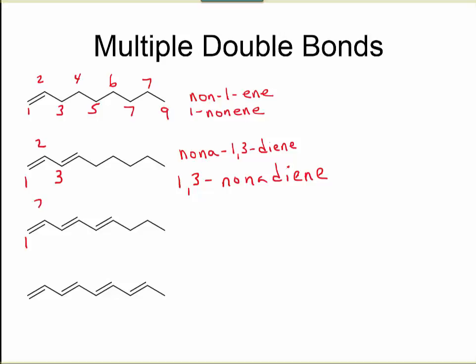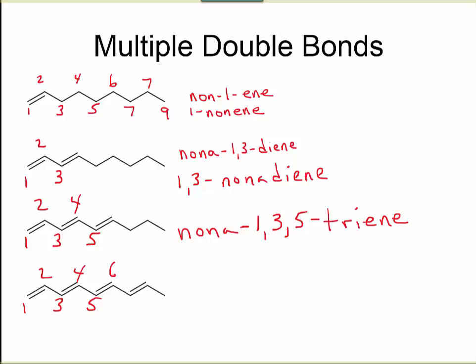For the next molecule, I have alkenes starting at carbons 1, 3, and 5. So this would be nona-1,3,5-triene. Now the old way would have been 1,3,5-nonatriene. That's acceptable as well. And the last example, the alkenes are starting on carbons 1, 3, 5, and 7. So this would be nona-1,3,5,7-tetraene.